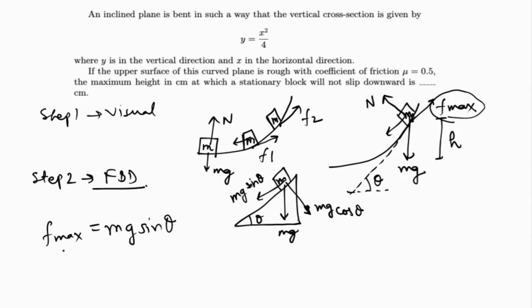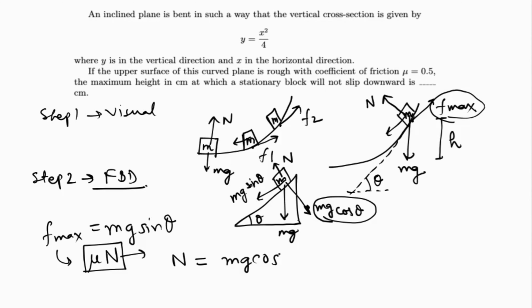Now what else do we know? We know that the maximum force that the rough surface can apply when the block is stationary is given by mu into N, where mu is the coefficient of static friction and N is the normal force. Now how are we going to find out N? From the force balance we can see, since this component of mg is mg cos theta, this is being balanced by N. So N is mg cos theta. Now let's use both this information. Mu into mg cos theta is equal to mg sin theta, or mu is equal to tan theta.